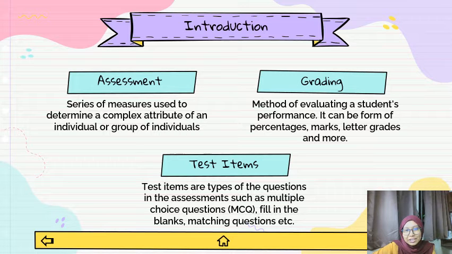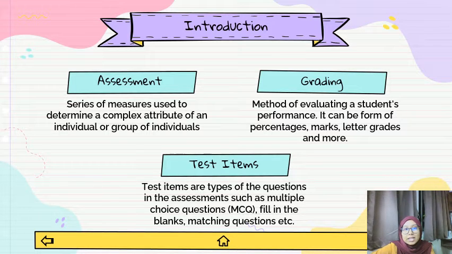Alright, for introduction, basically I'll be going to explain a little bit of the assessment, grading, and test items. So, assessment here means a series of measures used to determine a complex attribute of an individual or group of individuals. Basically, it is where we as a teacher want to test our students' knowledge, and also for this upcoming presentation, I will be going to explain about one of the types of assessment, which is summative assessment. And then the next one is grading.